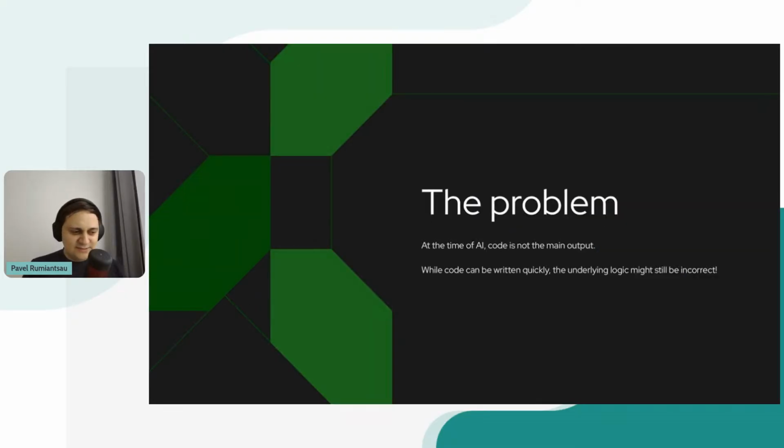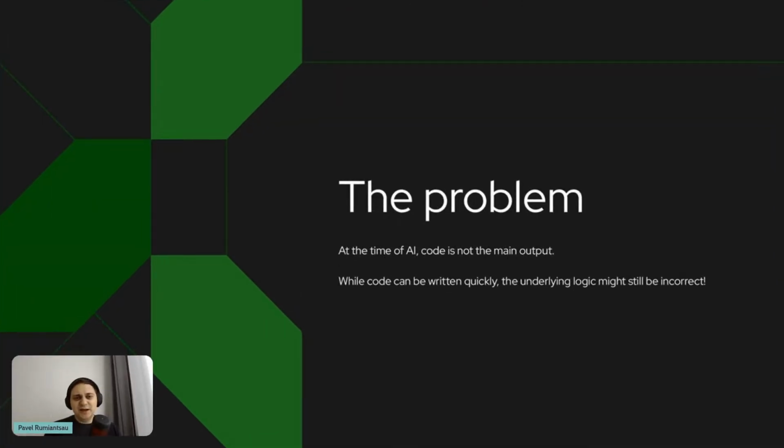Well, the problem is that currently we live in a situation where the code itself is not the main output. It's quite easy not just to write the code, but also to generate it using AI, which means that when you see perfectly looking code, it might do something completely wrong. So when we are talking about code generation, or something that we see in our pull requests or merge requests, how can we be sure that everything is correct?